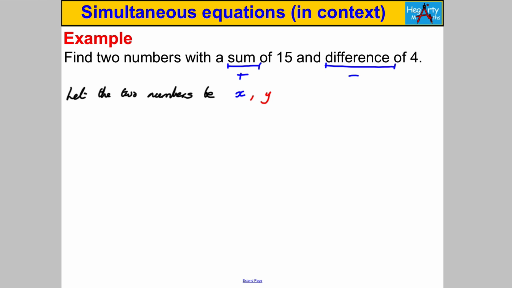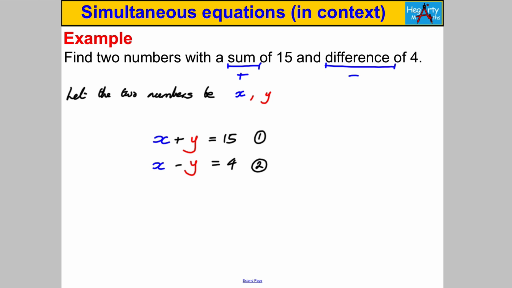Now it says the sum of the two numbers is 15. So we can use that fact to say that x add y must equal 15. That's pretty easy, isn't it? And it says the difference of the two numbers is 4. So let's just assume x is the bigger one. It doesn't matter. We could say that x subtract y must be 4. And oh look, we've got ourselves two simultaneous equations. Call them 1 and 2.